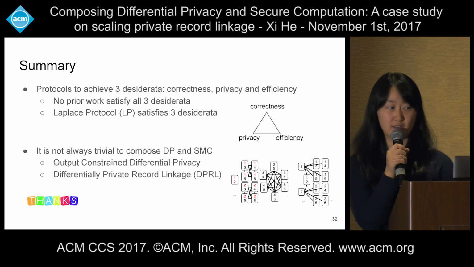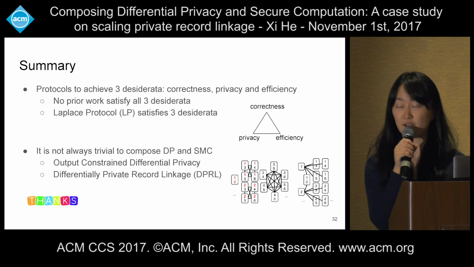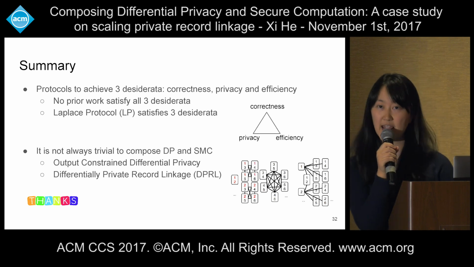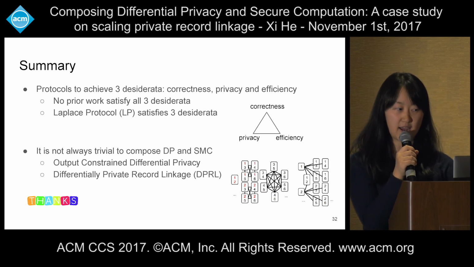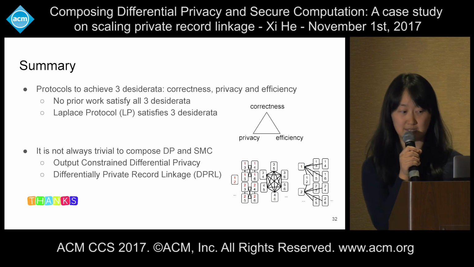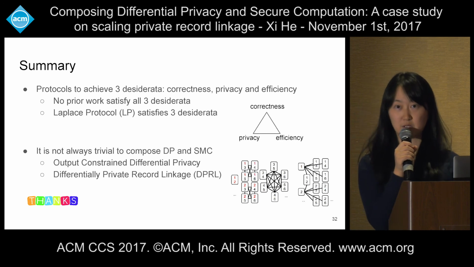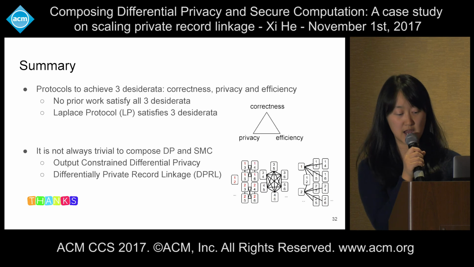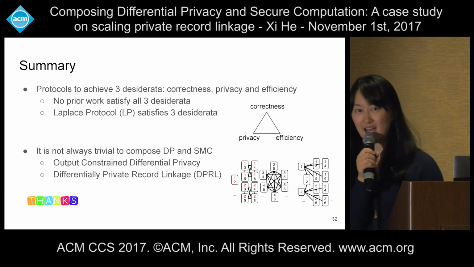In summary, we propose protocols that can achieve three desired properties: correctness, end-to-end provable privacy guarantee, and sub-quadratic computational and communication cost. And we also see that it's not always trivial to compose DP and SMC. And we propose these new privacy notions to ensure end-to-end privacy guarantee for the protocols we propose. Okay, that's the end of my talk. Thanks very much.